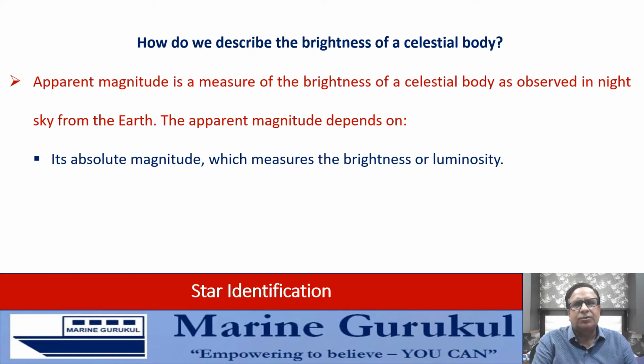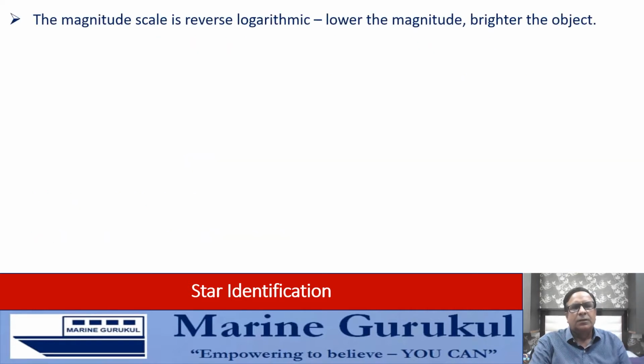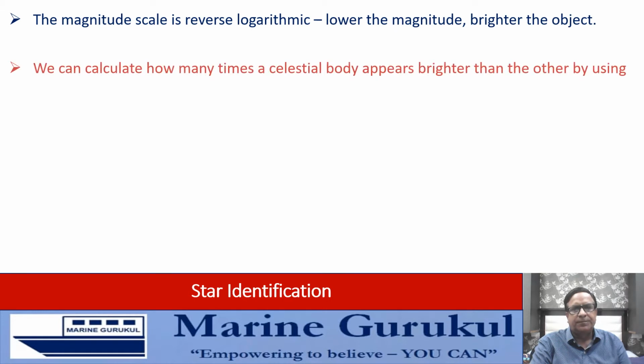Now the apparent magnitude of a celestial body depends on its absolute magnitude, which is the measure of its brightness or luminosity, the distance of the celestial body from the earth, and also the transparency of the intervening medium, be it the atmosphere of the earth or the transparency of space. The magnitude scale that we use is reverse logarithmic. That means it's not a linear scale, it's logarithmic. And reverse here means that the lower the magnitude, the brighter the object.